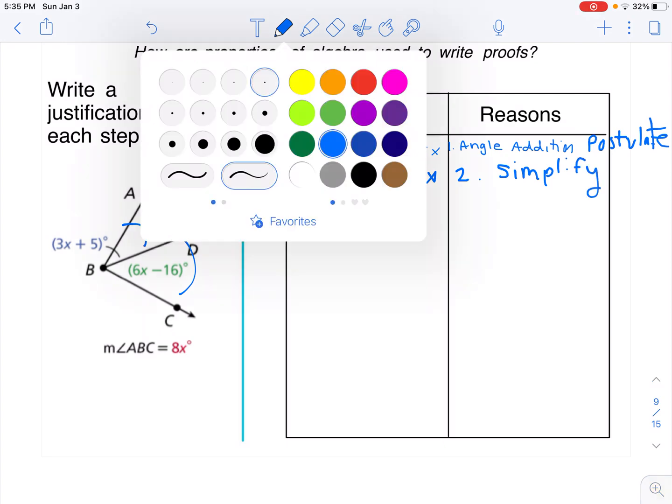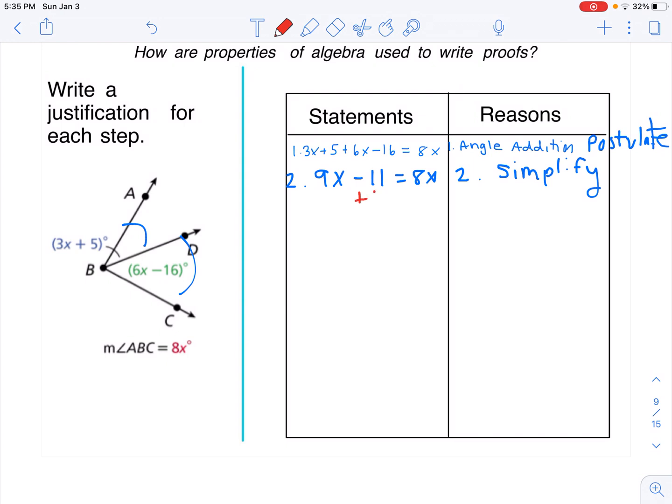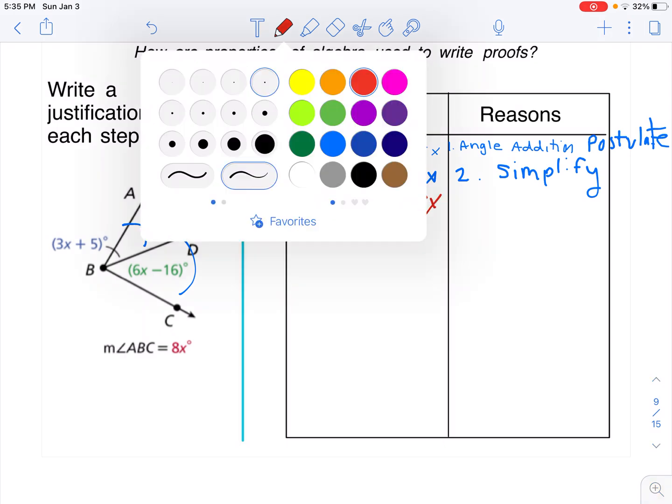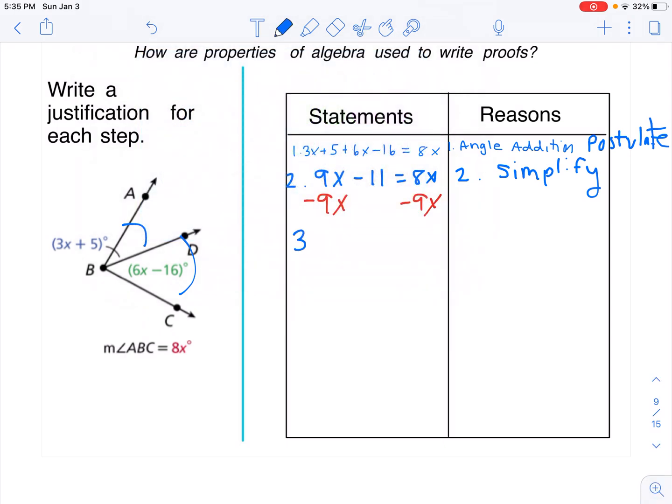My next step is to get x alone, so I'm going to add 11. Oh no, I'm not going to add 11. I am going to try to get all my x's on one side. So I'm going to subtract 9x from both sides. And so that is going to be negative 11 equals negative 1x. That would be the subtraction property of equality.